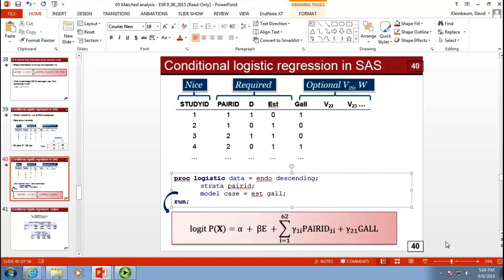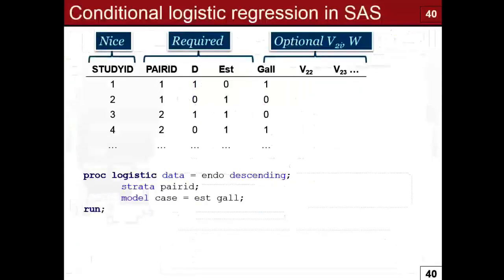Okay, here's my question. Suppose you left out the strata statement. Suppose you had the first line, but you left out the second line, and you put the third line in the run statement. What would happen? Are you doing conditional maximum likelihood estimation?